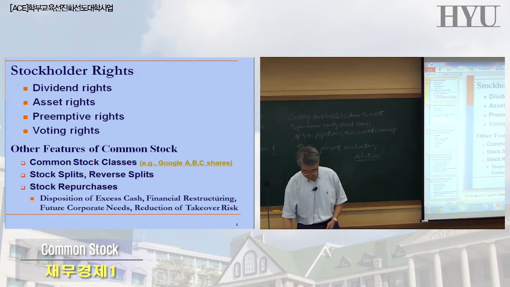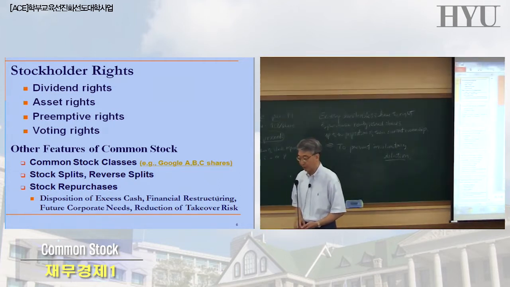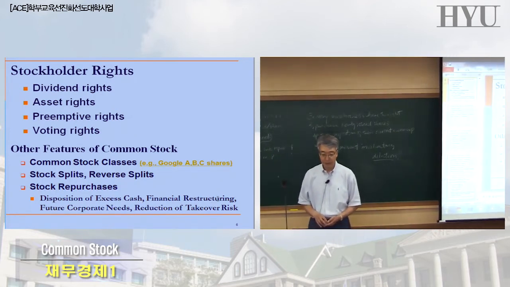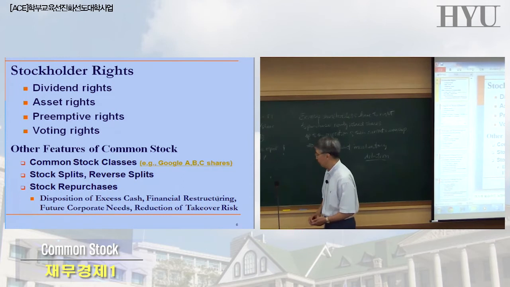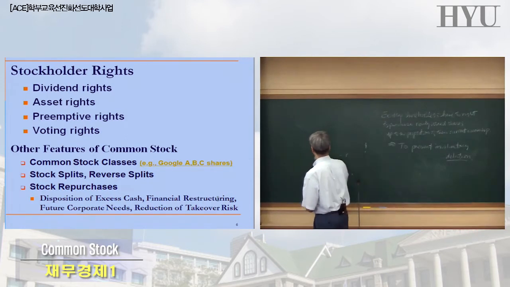Well, there are lots of other things, but we'll talk about voting rights in a few minutes, more specifically. Other features of common stock: classes. Many stocks have different classes, A shares, B shares, and C shares sometimes. I think I told you about Berkshire Hathaway, BRK. Did I?